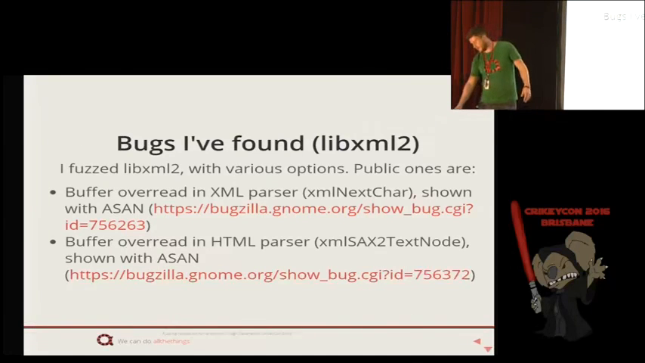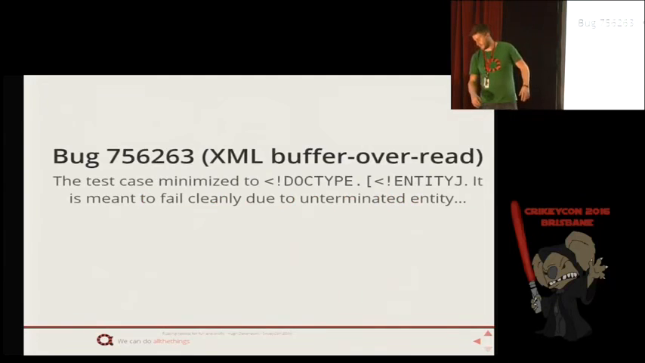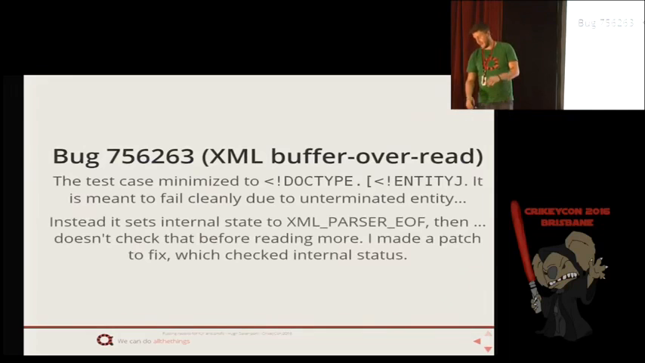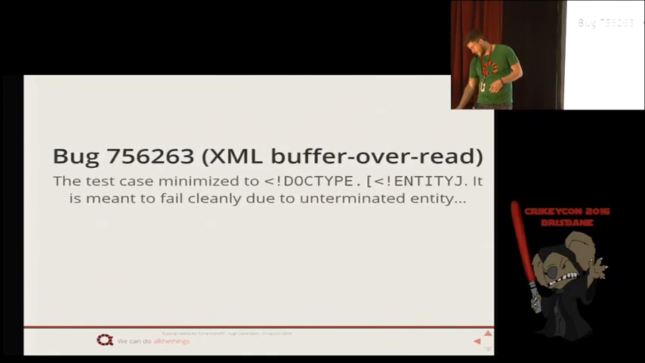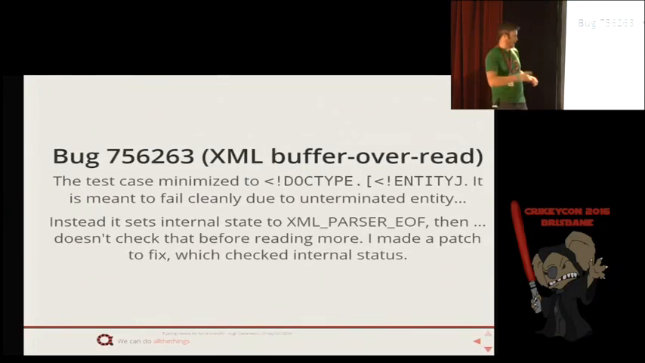So yeah, might not be as good, but the first one was a test case where the entity had an extra character after it, so it's an unterminated entity, and it's meant to fail. So it sets its internal state to end of file, and then just doesn't check that. So I made a patch to actually check the return result, and that got applied.